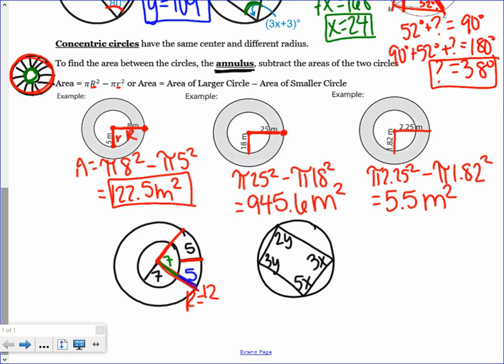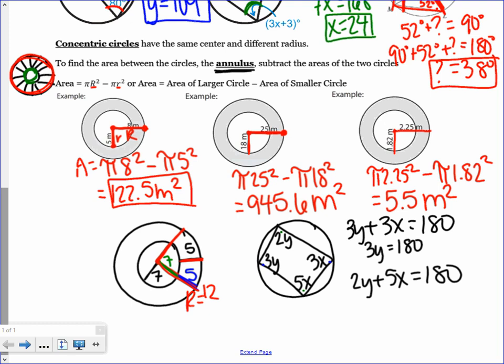So if I have something like this, my opposite angles, 3y, 3x, so 3y plus 3x equals 180, and 2y and 5x, and so 2y plus 5x equals 180. And I can't solve either of those for x or y, but together they will allow me to solve for x and y. I'm going to do substitution here, just because I feel like more of y'all are familiar with it. So I'm going to subtract 3x and then divide by 3. Now we get y equals 60 minus x.